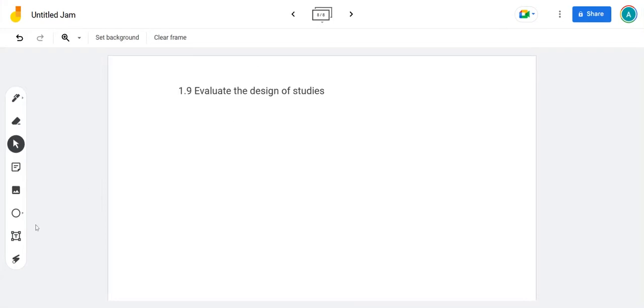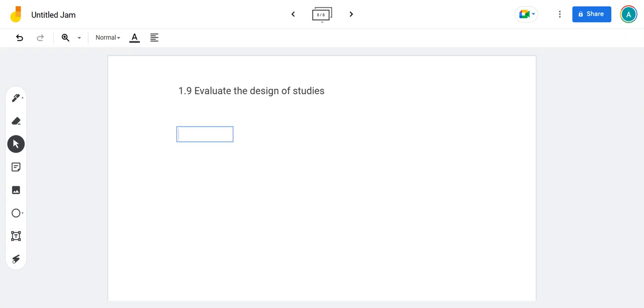Yeah, so this spec point is 1.9, evaluating the design of studies. These studies are likely to be related to topic one, so related to the lifestyle factors and the effect on coronary heart disease, etc., etc.